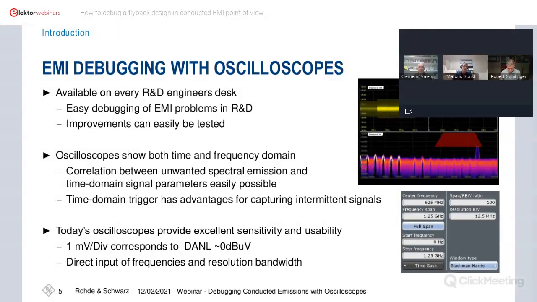And just to give you an idea, we have here 1 millivolt per division in vertical scale on an oscilloscope, and this corresponds to a displayed average noise level, which is a typical value for a spectrum analyzer to tell you how much noise is in the system. So 0 dB microvolt is basically what you can expect from an oscilloscope.